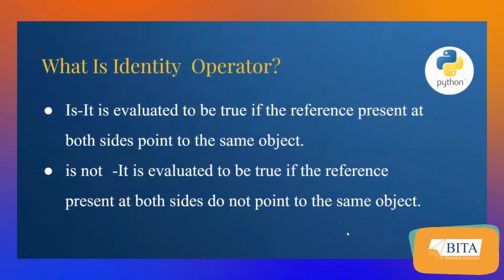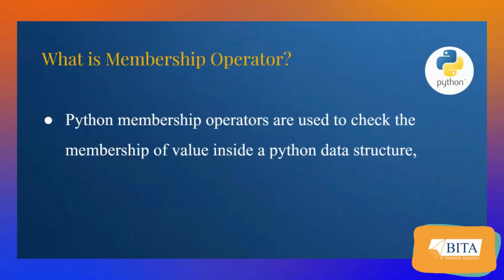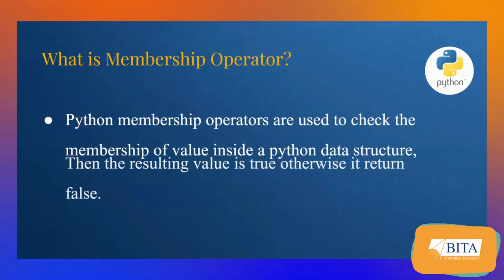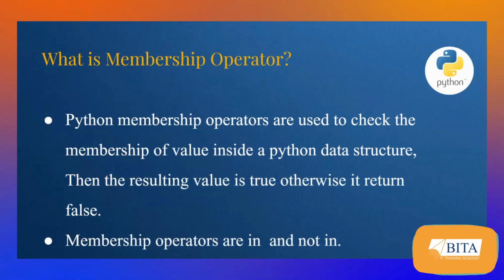Now we are going to discuss the membership operator. What is a membership operator? It is used to check the presence of an element in a particular data structure. In any sequence data type, we can check the presence of a particular element. Here also we are going to check the presence of an element, and we get the result as a Boolean value, either true or false. What membership operators do we have? in and not in.